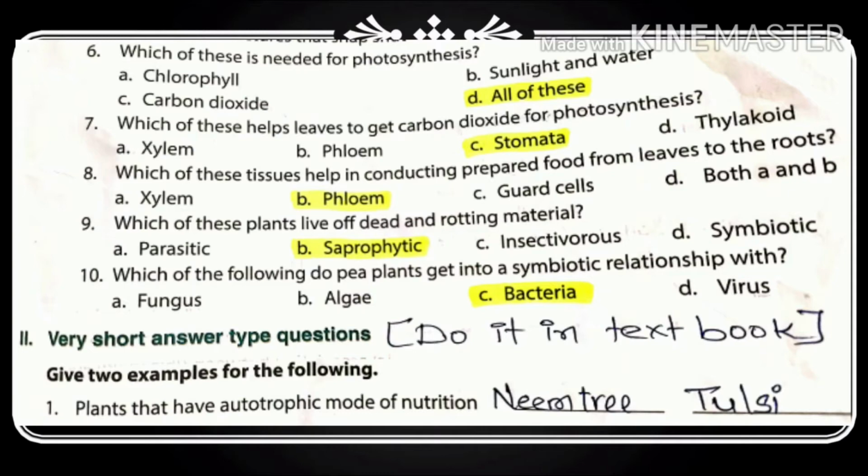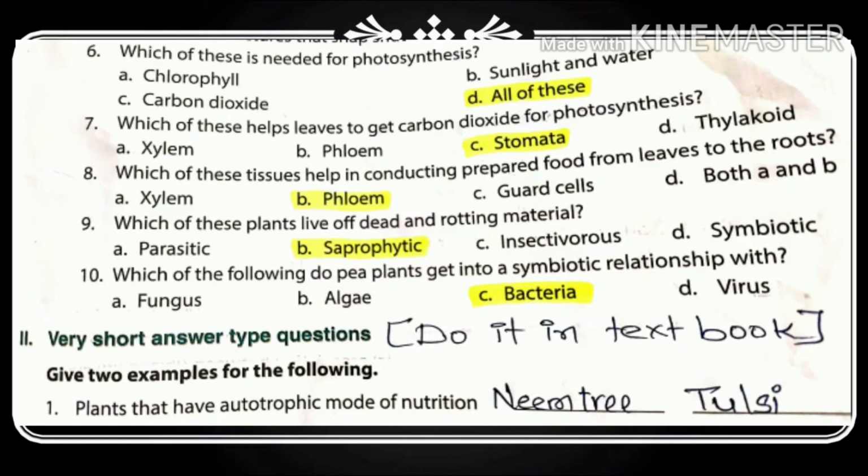Then seventh is which of these helps leaves to get carbon dioxide for photosynthesis? Now for this we discussed one point, that opening and closing of stomata, which are present on the underside of the leaves. These are surrounded by the guard cells. So that is the answer C, stomata.